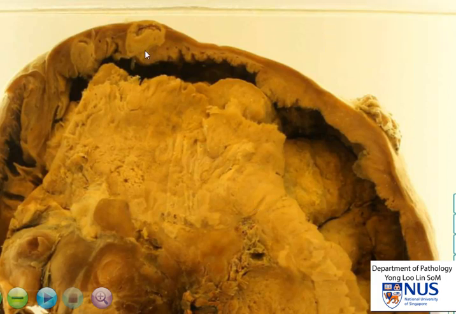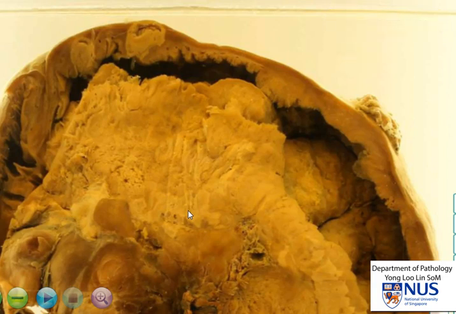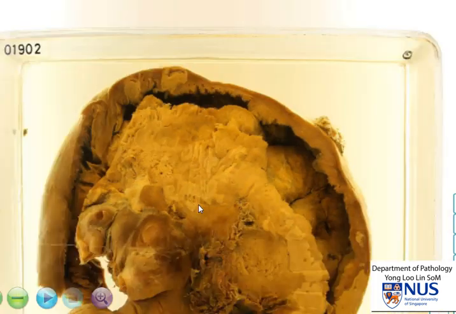You will notice that there are some areas, for example here, as well as here, where there appear to be geographic areas of pallor within this fleshy mass. These areas represent necrosis, and usually within a tumor, necrosis is a sign of rapid growth, and hence usually indicates an aggressive tumor. The reason for necrosis is because a rapidly growing tumor would actually outstrip its own blood supply.